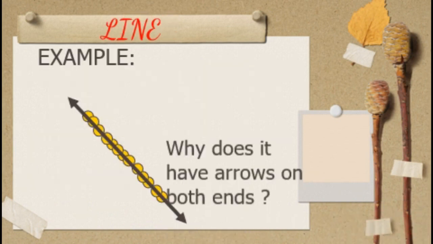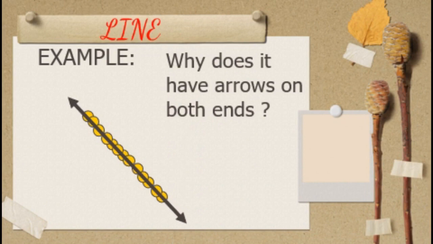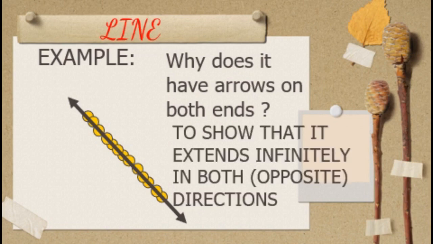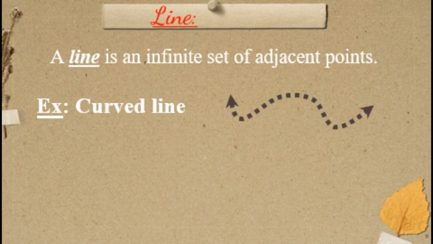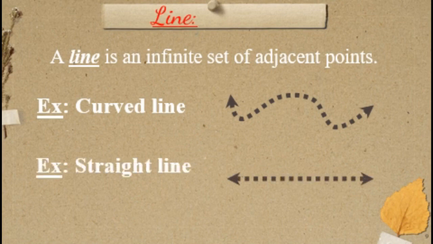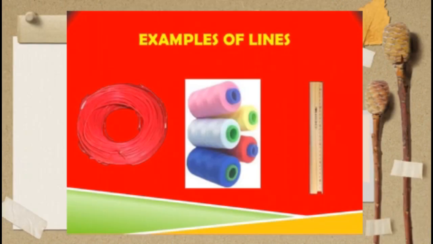Example, look at the figure. Why does it have arrows on both ends? Alright, to show that it extends infinitely in both or opposite directions. And to further understand, line is an infinite set of adjacent points. Example, this curved line and this straight line. So here are some real-life examples of a line.